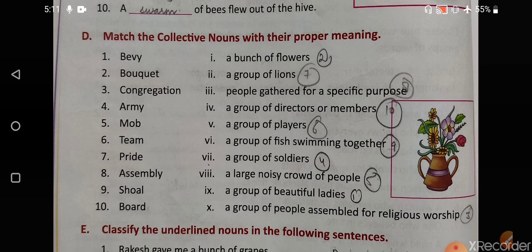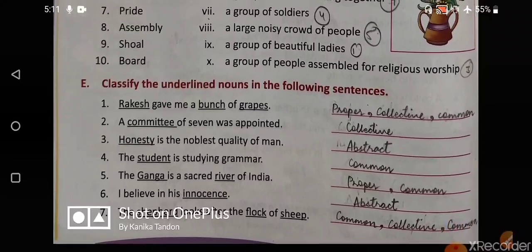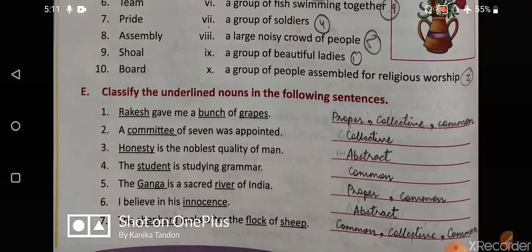Next is classify the underlined nouns in the following sentences. We have to write the type of the nouns that are underlined. Rakesh gave me a bunch of grapes. Rakesh is a proper noun, bunch is a collective noun, and grapes is a common noun. A committee of 7 was appointed. Committee is a collective noun.